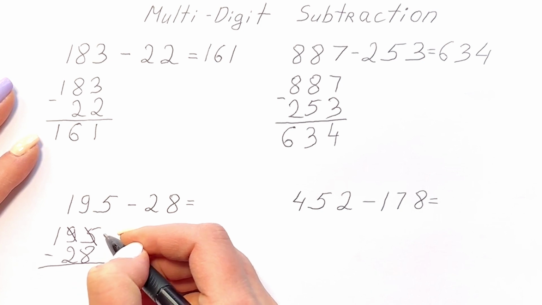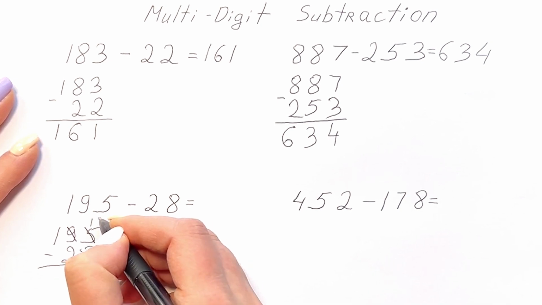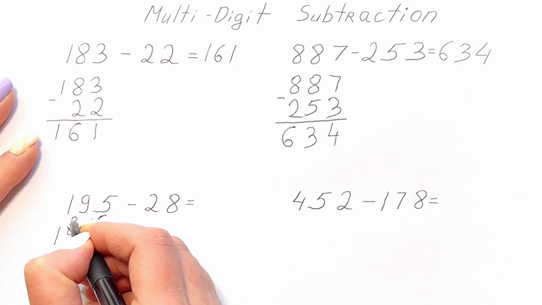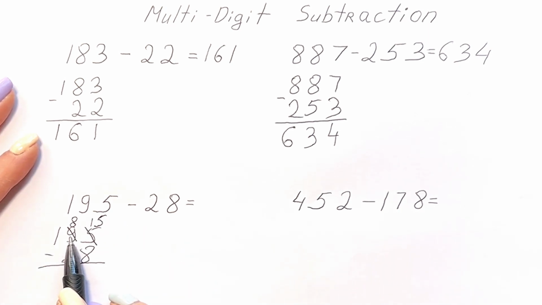The ones place is going to become 10 and 5 together, 15. And the tens place is going to become 8 tens instead of 9. So we took 1 ten and gave it to the ones place. So this becomes 1 ten less, and this becomes 10 more, which is 15. Now I can take away 8 from 15. 15 minus 8 is 7. 8 minus 2 is 6. And 1 minus nothing is 1.